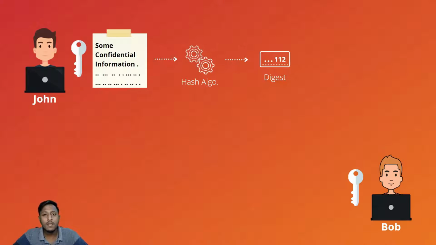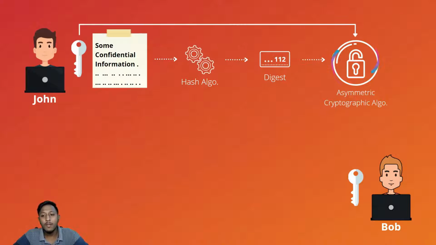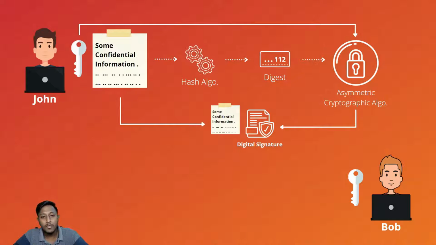After generating the digest, you have to encrypt the digest. You take the private key from the key pair and use it to encrypt the digest. The digest is not yet encrypted, so we use the private key to encrypt it. After encryption, you get a digital signature. Then you take the message you want to send and attach it to the digital signature. Finally, John sends Bob the message with the digital signature.